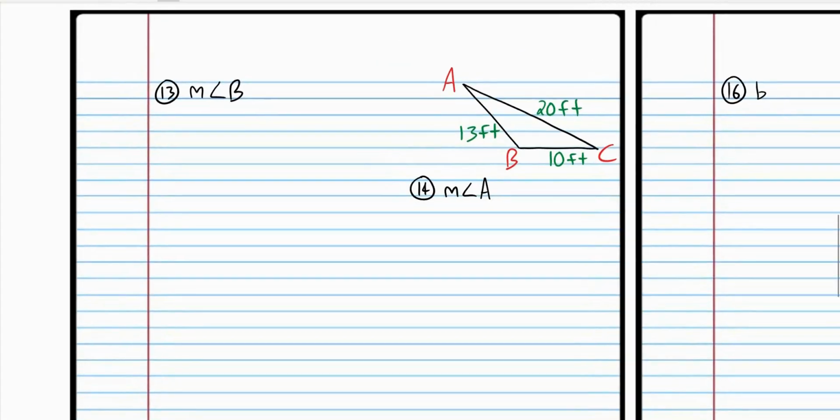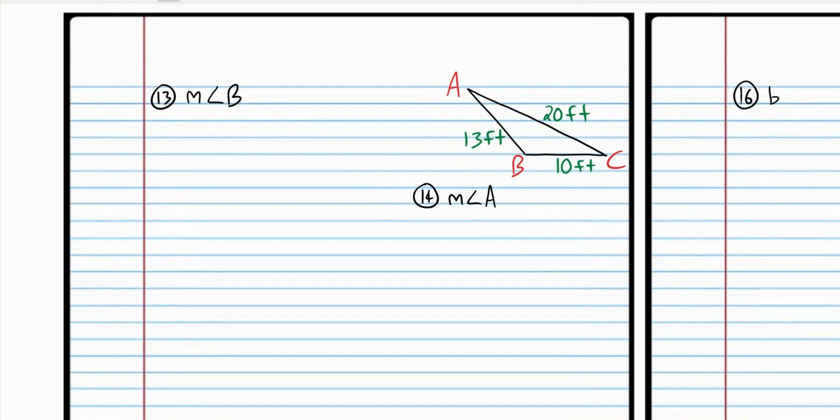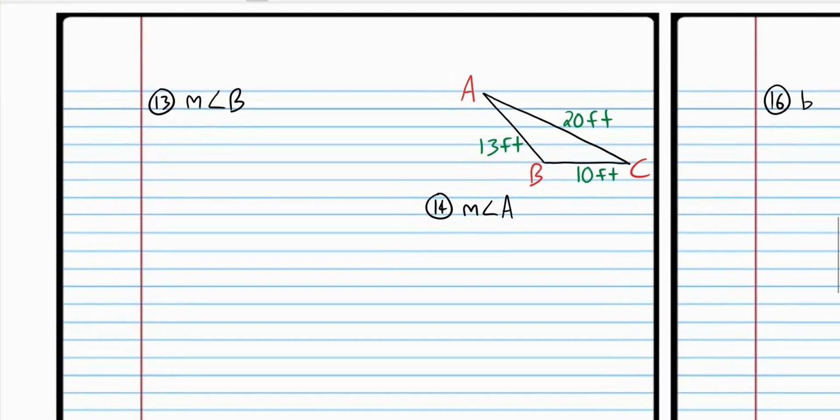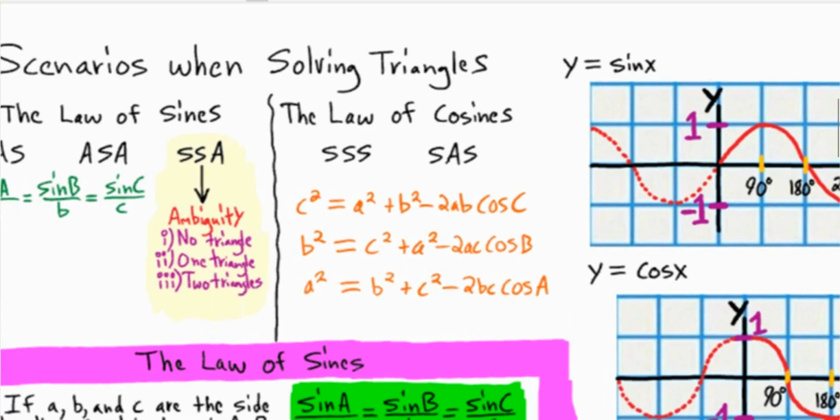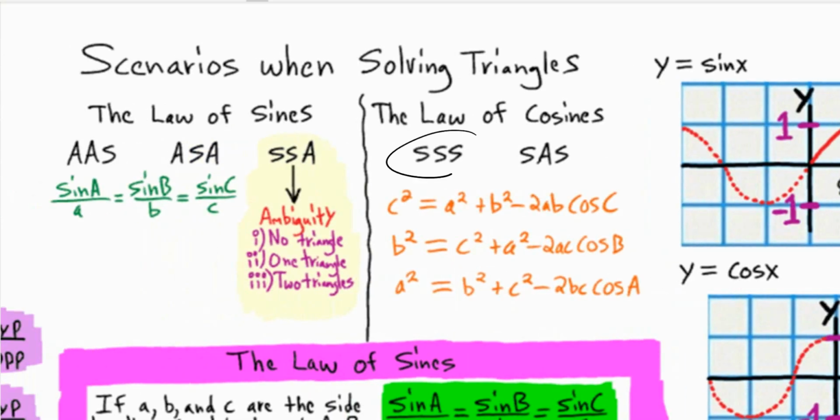Okay, so we need to find all the angles of this triangle because we have the sides. And when you have the SSS scenario, meaning you have all the side lengths and none of the angle measures, you use the law of cosines.